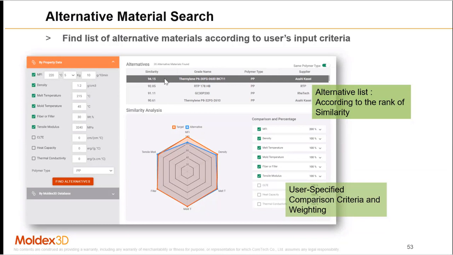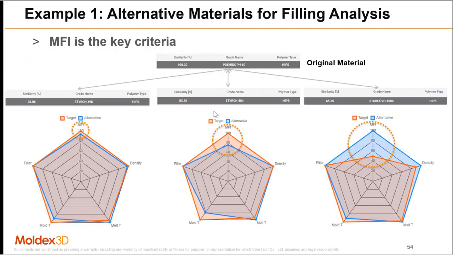Then based on these weightings, we can give you a list of alternative materials. So not only do we give you a candidate alternative material, we give you a list, and we rank the list according to the similarities of the candidate material to your target material. Okay, so this is the basic idea of this material search. And of course, here I give you an example.